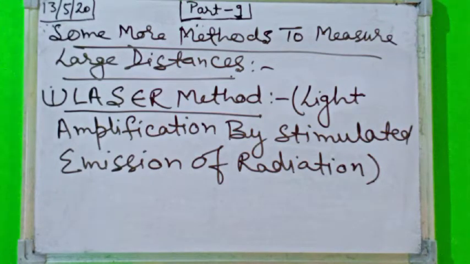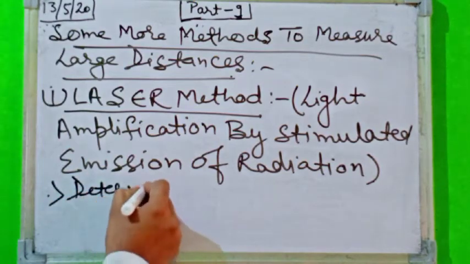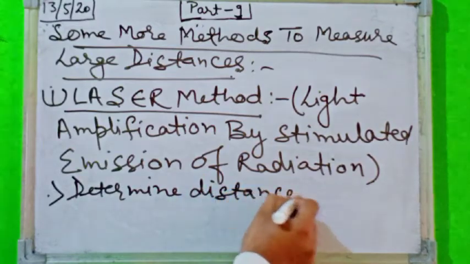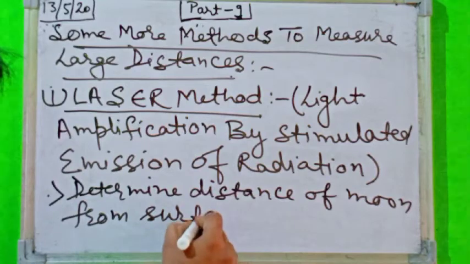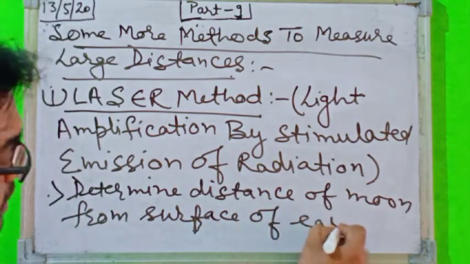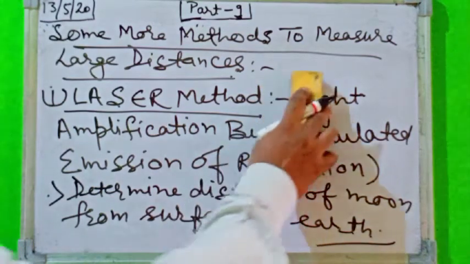What is laser? Laser is a monochromatic light having a single wavelength, single frequency, and there are different types of lasers. It is produced with the help of stimulation of electrons from higher energy to lower energy state, and there are various types of lasers, like helium neon laser and ruby laser. All details of laser we will study in our higher classes, and this laser method is used to determine the distance of the moon from the surface of the Earth. Now, how is this laser method applicable?